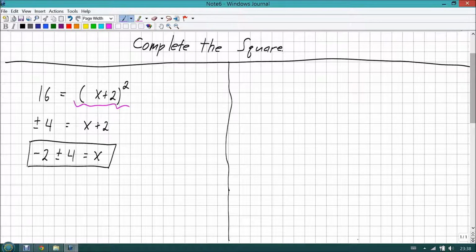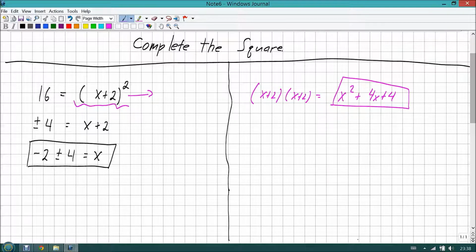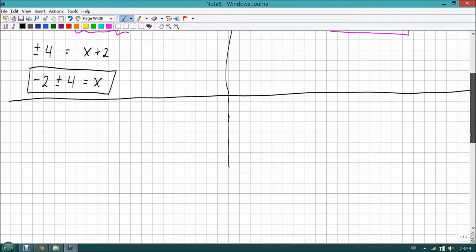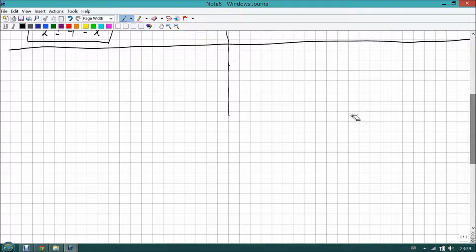binomial. If I was to FOIL that out, I'd have x plus 2 times x plus 2, which gives me x squared plus 4x plus 4. So the trick that we are going to use is we are going to transform a trinomial into a perfect square binomial. And the way we do that is through a method called completing the square. Now this method starts out with looking at our middle term, which is going to be called b.